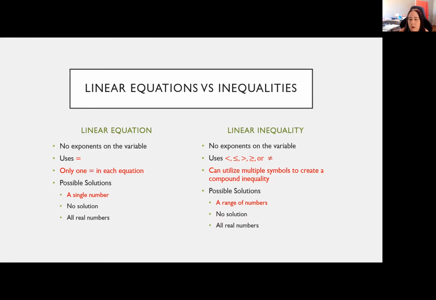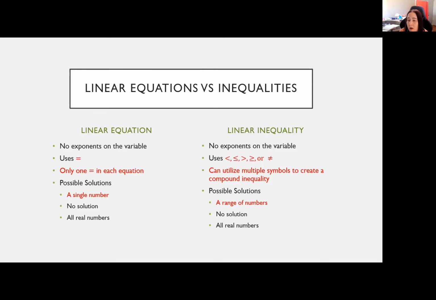Linear equations and inequalities are similar. They both have no exponents on the variable. That's what makes them linear. The equation uses an equal sign, while the inequalities don't use that. They use any of the other symbols. With linear equations, you basically just have an equal sign and then you have two sides.